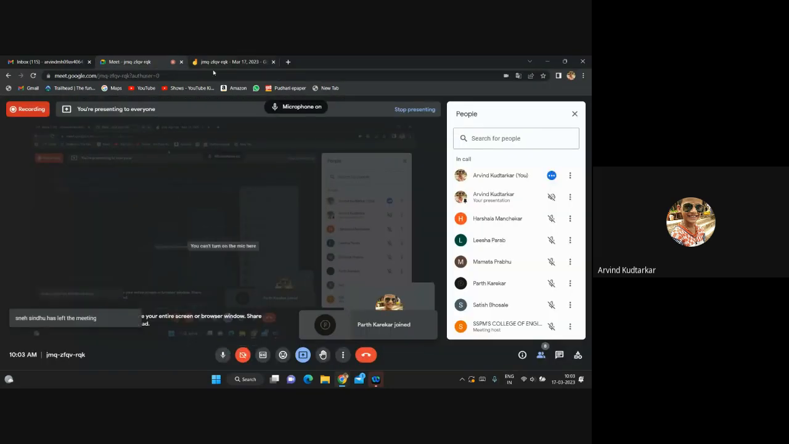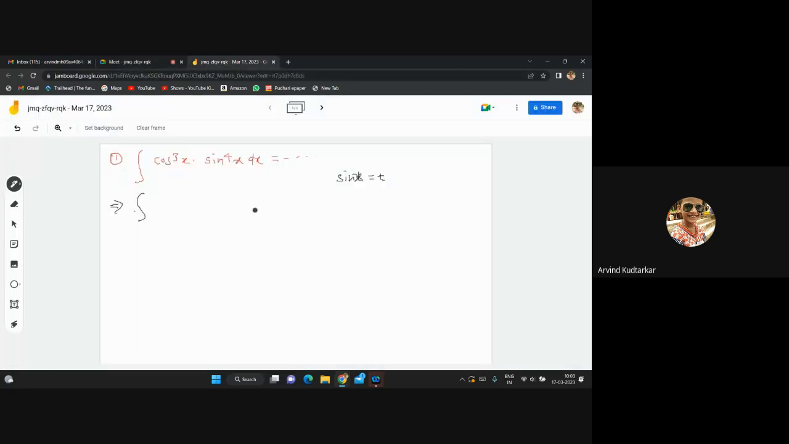cos x is equal to t. Okay, so sin x, their differential is what? Cos of x. Derivative of sin x will be cos of x, and derivative of x with respect to x, that is dx, that is equal to dt. Okay, so cos cube x can be written in the form of cos square into cos of x.